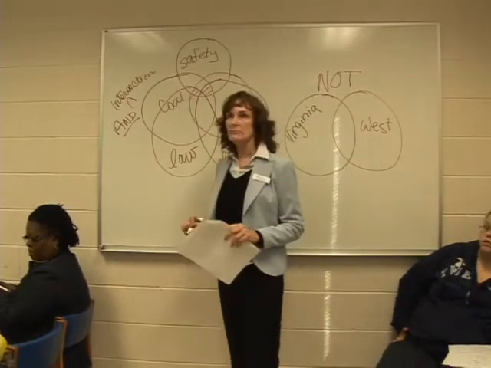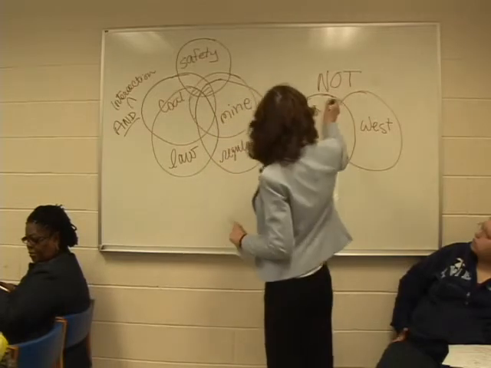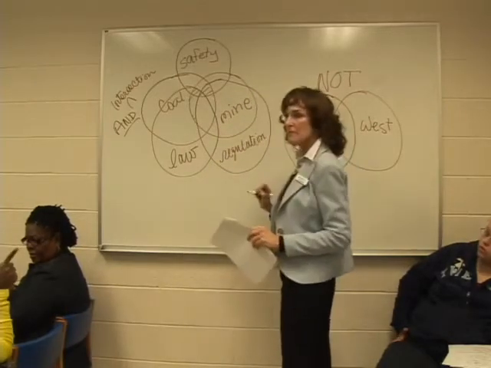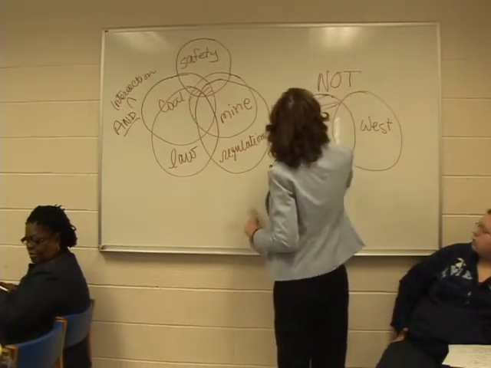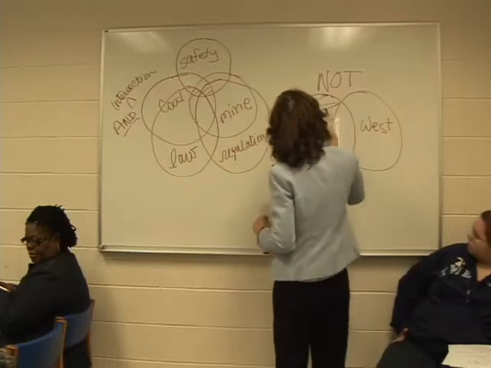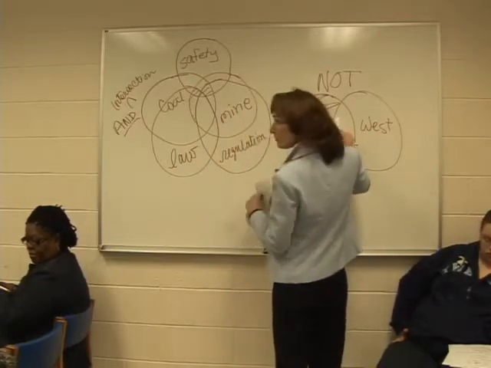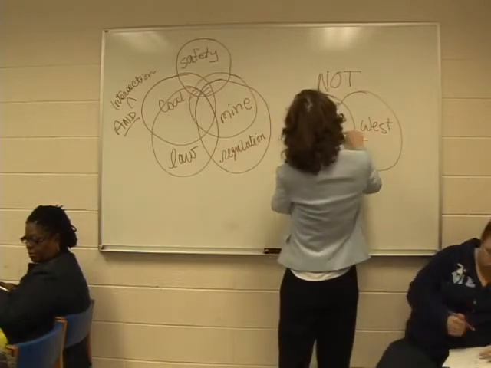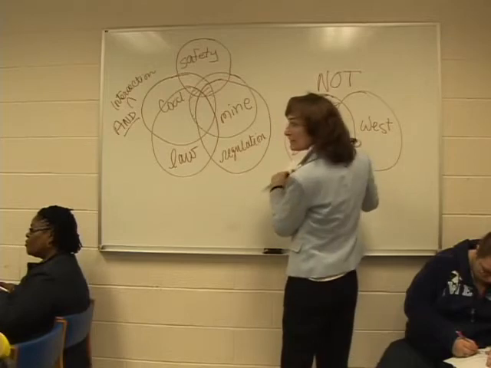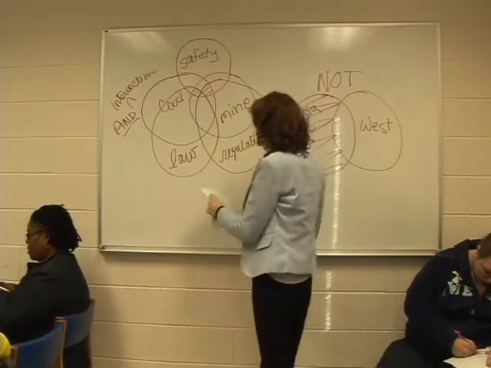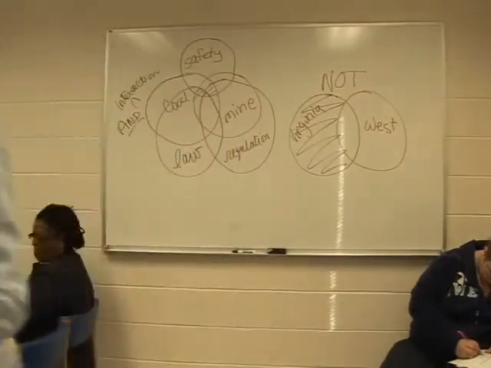Shade in Virginia. How much of Virginia? All of it? Not the middle. Oh, the middle. Line the middle. So up till right here? Yeah. Okay, I like this answer because here I've got things about Virginia, but not where Virginia and West intersect right here. So if it's West Virginia, I'm leaving it out. So that would be your operator not. So that's how that works.